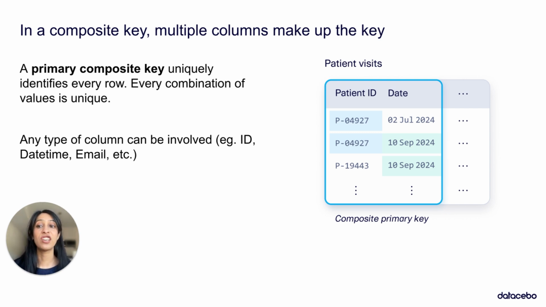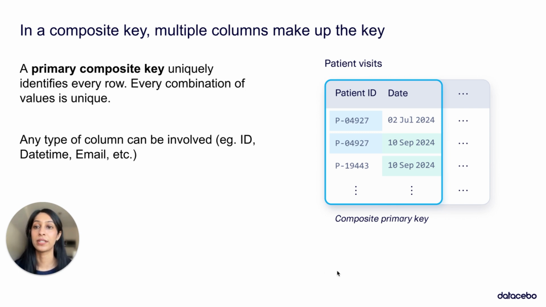But within each individual column, the values are allowed to repeat. So a patient ID can appear multiple times because a patient can come back and visit the doctor's office multiple times. And a date can also appear multiple times because many patients can come into the doctor's office on the same date. So it's the combination of the two, the patient and the date, that uniquely identifies a visit. So when we create synthetic data for these kinds of composite primary keys, we make sure that in the synthetic data, the combination is always unique.